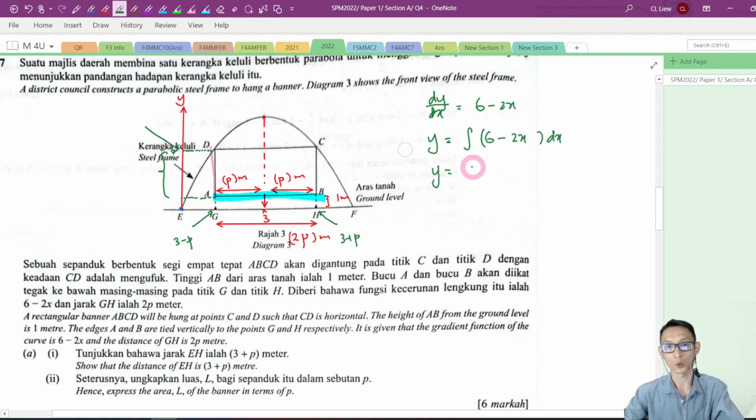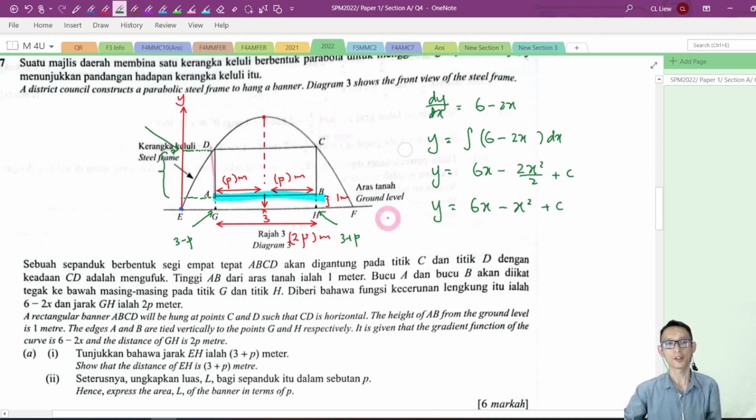So y is equal to 6x minus 2x squared over 2 plus c. So y is equal to 6x minus x squared plus c. Since the y-axis is over here, we know that c is actually equal to 0. Let me rearrange the terms. y is equal to negative x squared plus 6x.